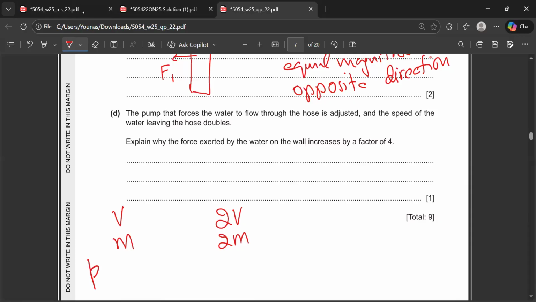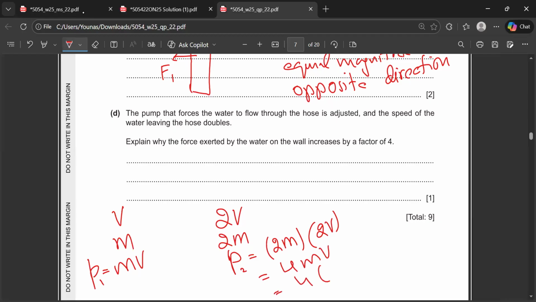You know the momentum here is the product of m and v. This is the first momentum. But now the second momentum will be equal to the product of the velocity and the mass. The mass is 2m, the velocity is 2v. Now the momentum will become 4mv, which means 4 times the initial momentum. Now the momentum experienced there has become 4 times.